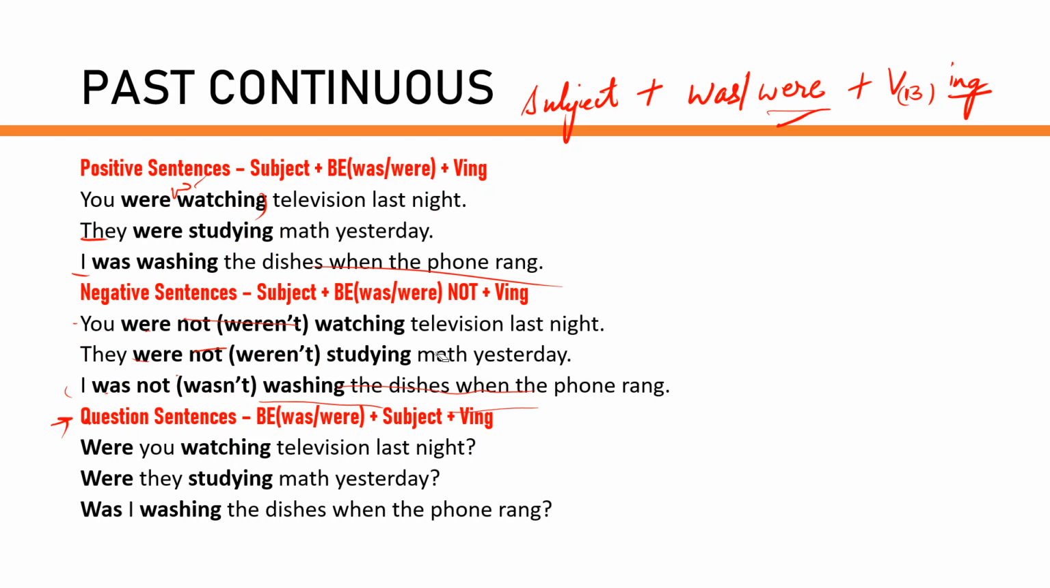Okay. Now if we have to do negative interrogative, that means जो question may be not होगा, then what will we do? We will just add a not again. Were you not watching television last night? Were they not studying? Was I not washing the dishes when the phone rang?